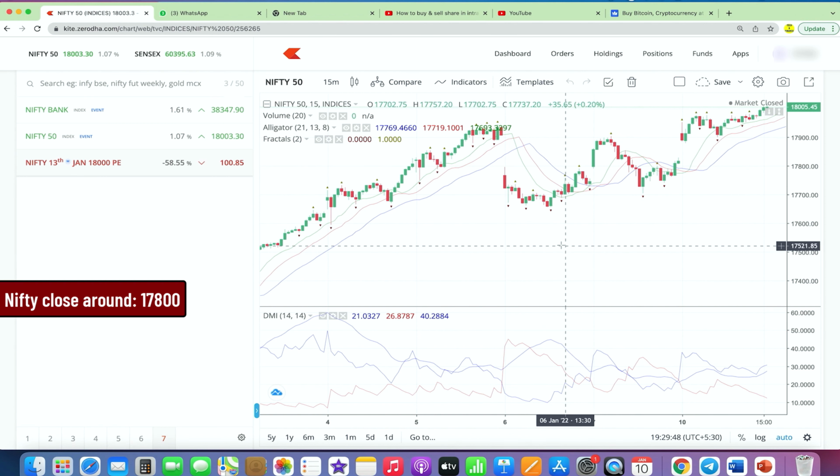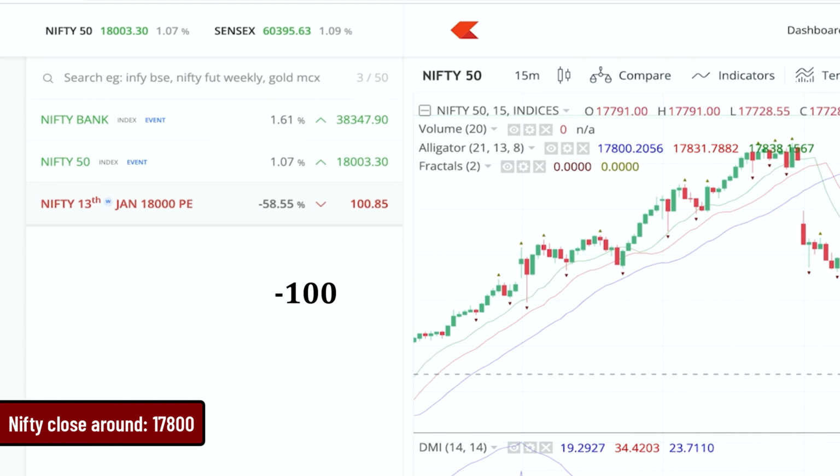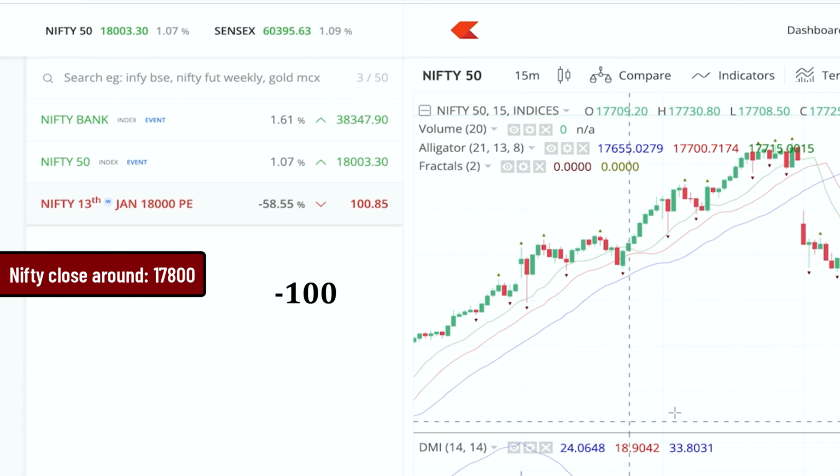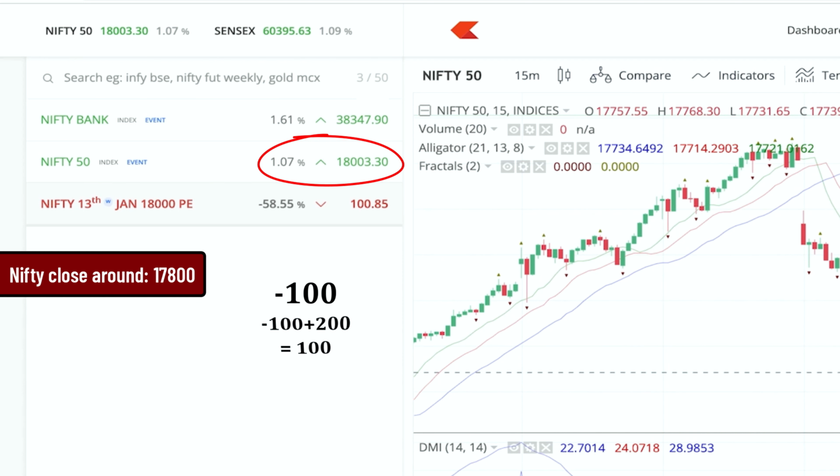Let's calculate. On the initial stage to purchase the put contract, the buyer had to pay premium to the seller, that is 100. So initially minus 100. Okay. And now close price is around 17,800. That means 200 points down from 18,000 strike price. That means the buyer will get compensation 200 from seller. So that means 100 rupees profit for option buyer. That's how put option works. I think you have understood how put option works.